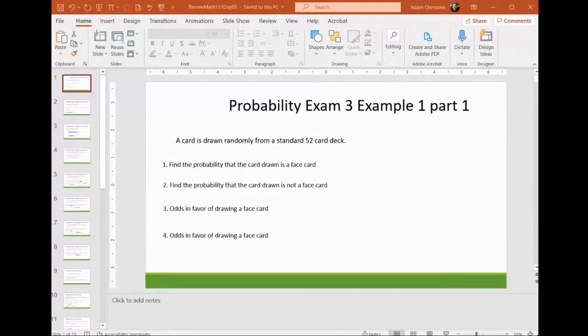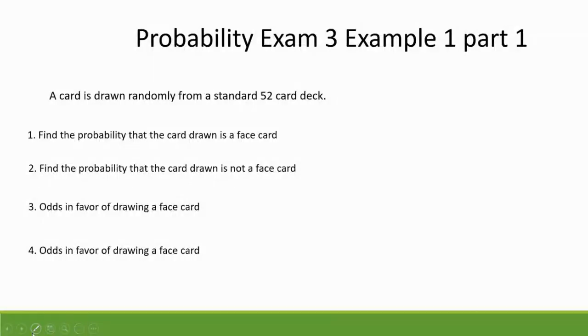So this is just some stuff from exam 3. I figured I'd go through it because I know there's some probability on the final exam, and I figured it would also be a good idea to review some of this. So this was one of the questions on the third exam. You want to find the probability. Suppose you're drawing one card at random from a standard deck of 52 cards.